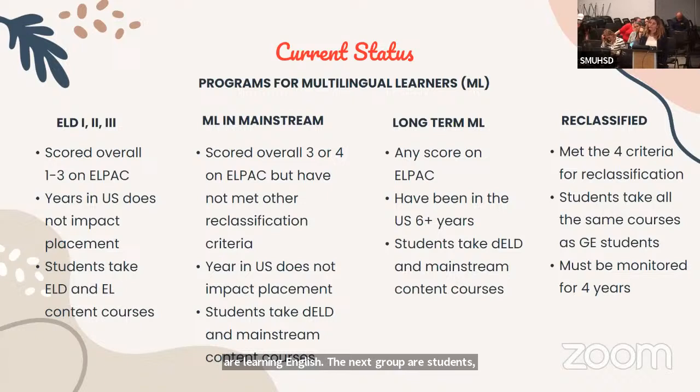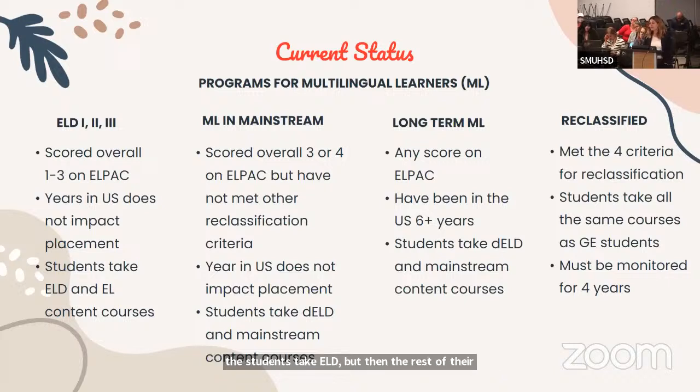These are students that have overall 3 or 4 in the LPAC. And again, they have not met the reclassification criteria yet. The years in the US has not impacted that placement, and the students take ELD, but then the rest of their classes are in the mainstream content classes.